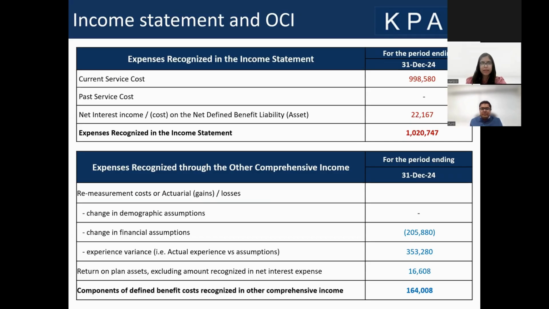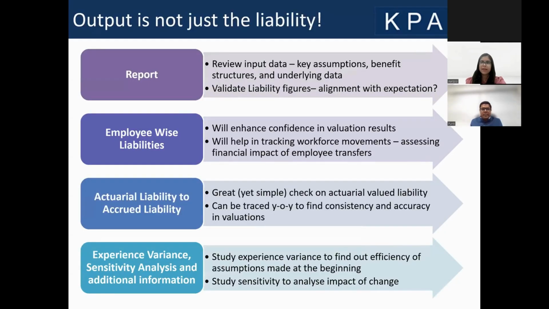In the other comprehensive income lie your actuarial gains and losses: actuarial gains and losses due to change in demographic assumptions, then actuarial gains and losses due to change in financial assumptions, due to experience variance, and return on plan assets, which excludes the amount recognized in net interest expense above. This will comprise the components of defined benefit cost recognized in other comprehensive income. Now I will request Puneet to take it further and explain the actuarial valuation further and the recent trends in the market.